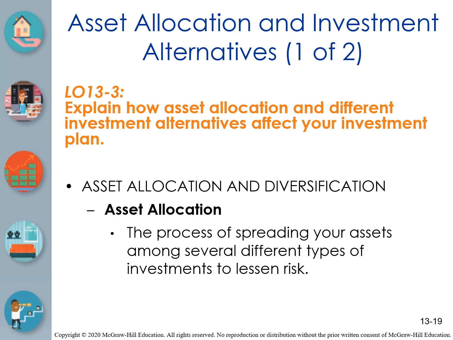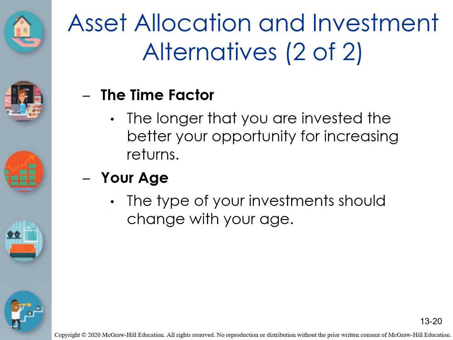Onward, asset allocation. Explain how asset allocation and different investment alternatives affect your investment plan. So, straightforward. Asset allocation is the process of spreading your investment over a large number of assets, and then you buy them on a regular basis. So asset allocation, again, is a process of spreading your assets among several different types of investment to lessen risk.